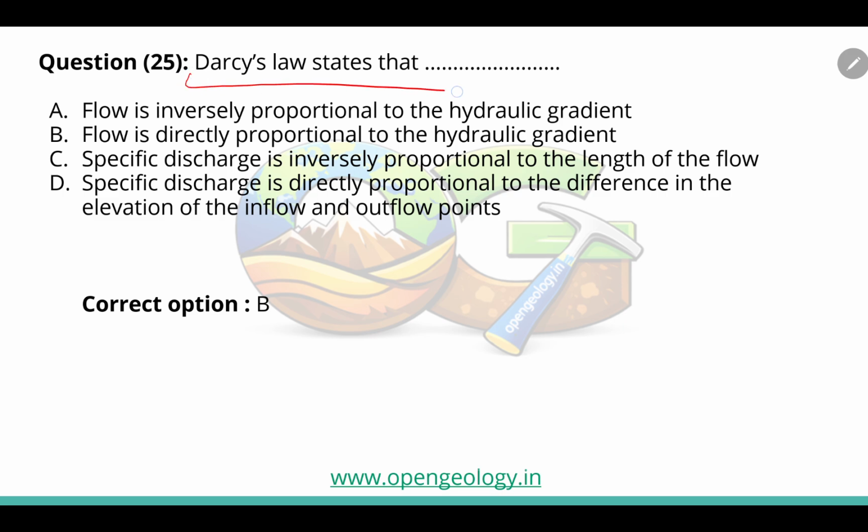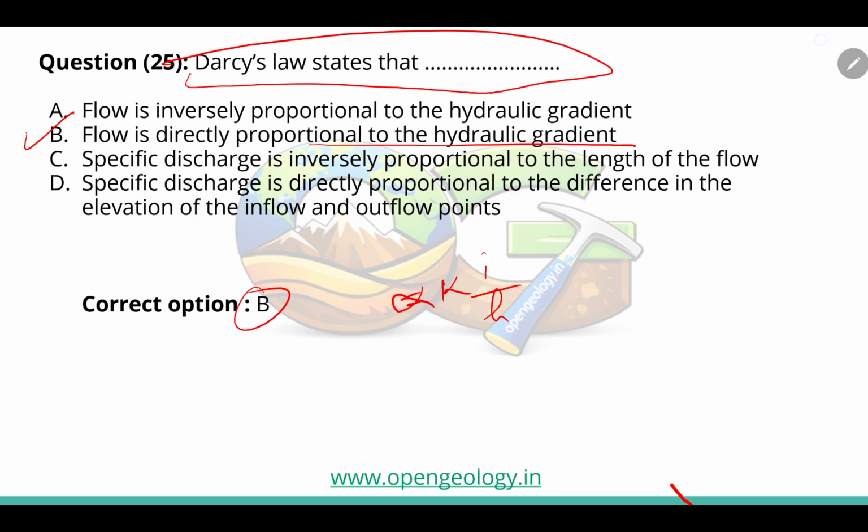Another question is, Darcy law states that. So what is the Darcy law? Darcy law is simply used for groundwater movement. It is directly proportional to K. So B is the correct answer. Also the hydraulic gradient, so K I upon H.